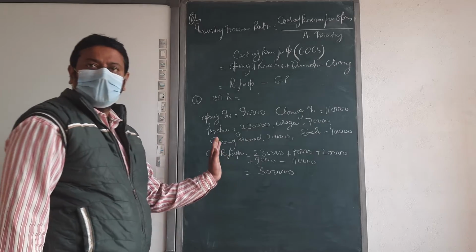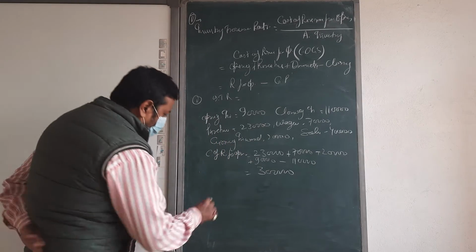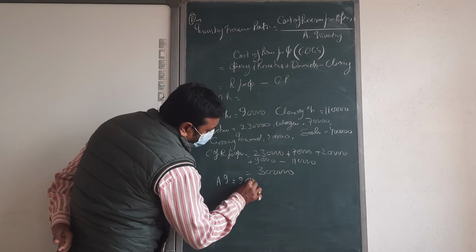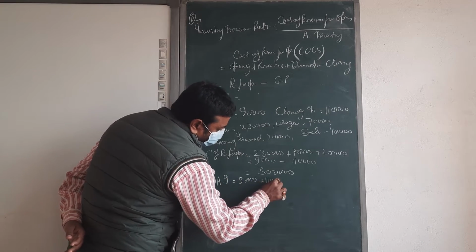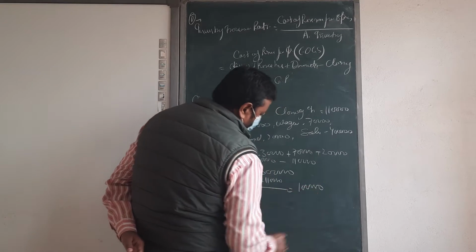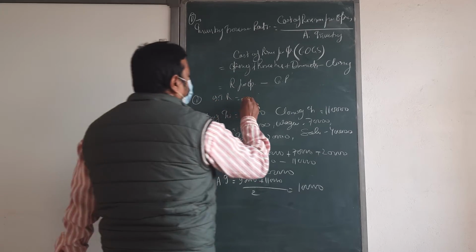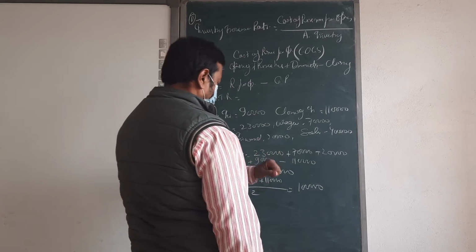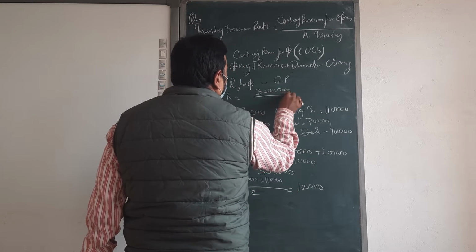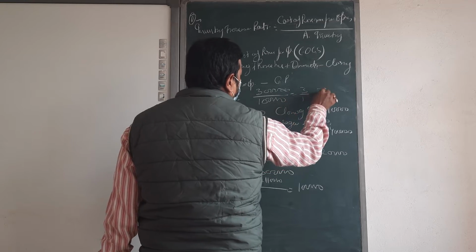Up to this is clear? Then go for the average inventory. Average inventory is equal to opening 90 plus closing 110 divided by 2, that is 1 lakh. Then your main formula, inventory turnover ratio is equal to 3 lakh upon 1 lakh, 3 is to 1.